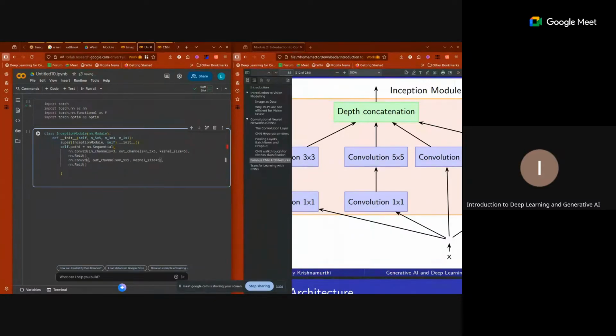We don't need the number of channels to be equal to 5. Whatever is coming out of there will be the same, and we'll be having the same for the next thing also. This path will have that many number of channels throughout. So this is part one.